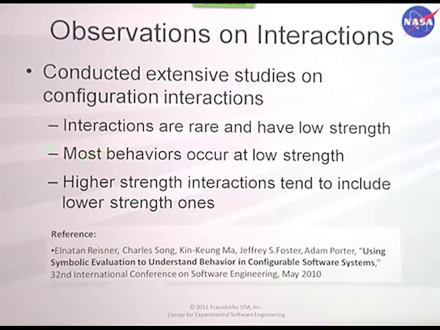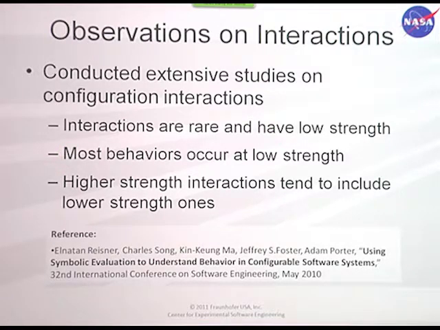The next observation we made was most of the system behavior can be executed or observed at low strength using only a few different combinations of option settings. And finally, the higher strength interactions, that is the 5-way, the 7-way interactions with many more options, they tend to include the lower strength interactions. So this will give us a clue of how to find the much harder to find higher strength interactions using the clues from the lower strength ones.